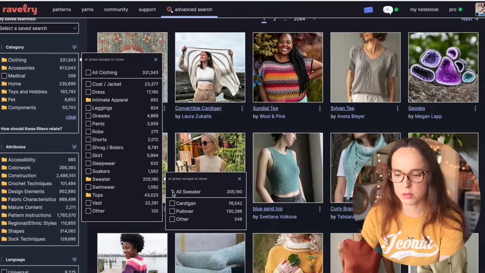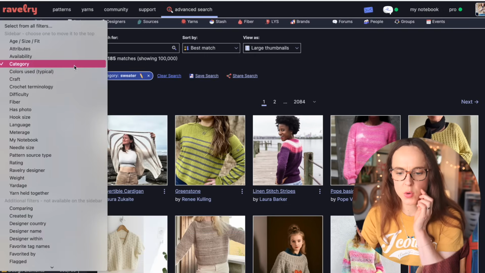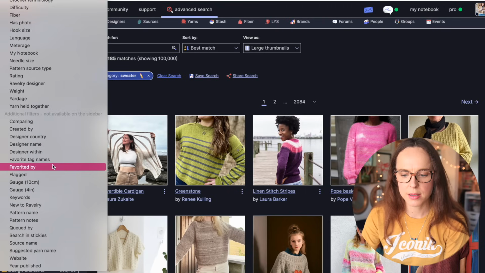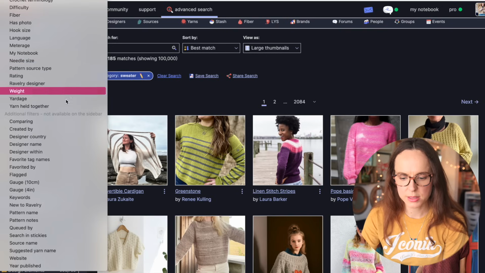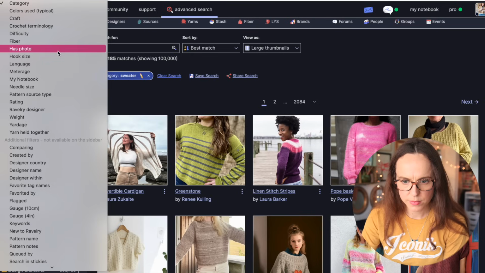We'll do all sweaters. Okay, now I'm going to go back up. We're going to jump to the next category. This category is going to be design elements. Did I just miss that? Design elements, or what am I?